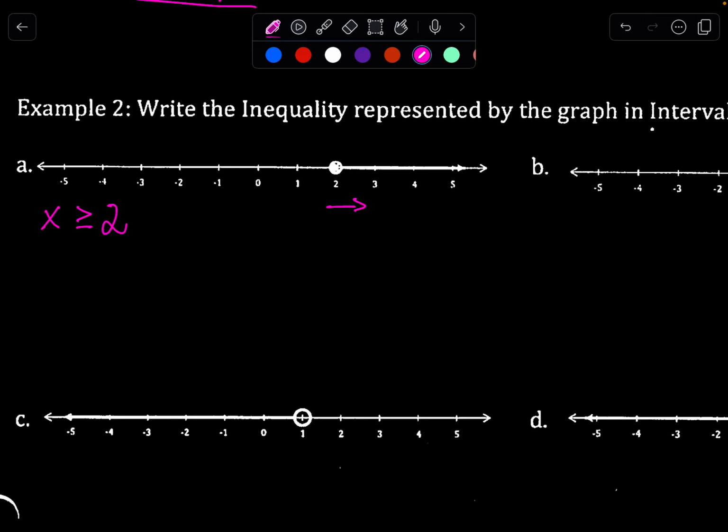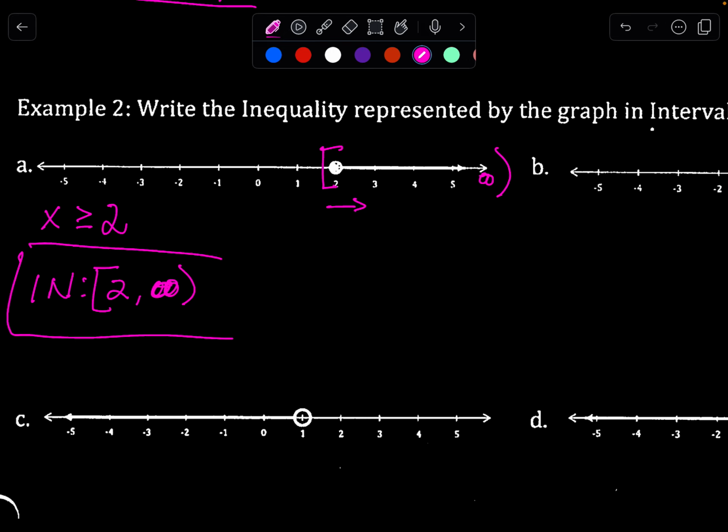Now on your number line, if it's a filled circle, it means a bracket. And as always, the end of our line is going to be infinity with a parenthesis. So our interval notation in this case is going to be bracket 2, comma, infinity. Not a double zero, by the way. I just hate drawing that infinity the other way. Okay, moving on.